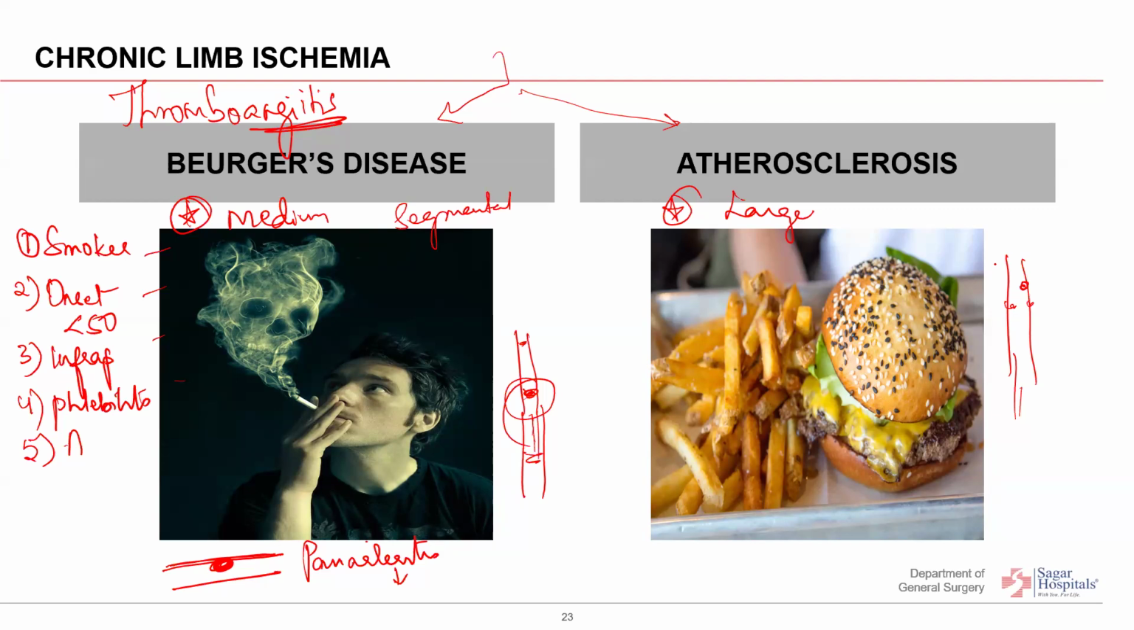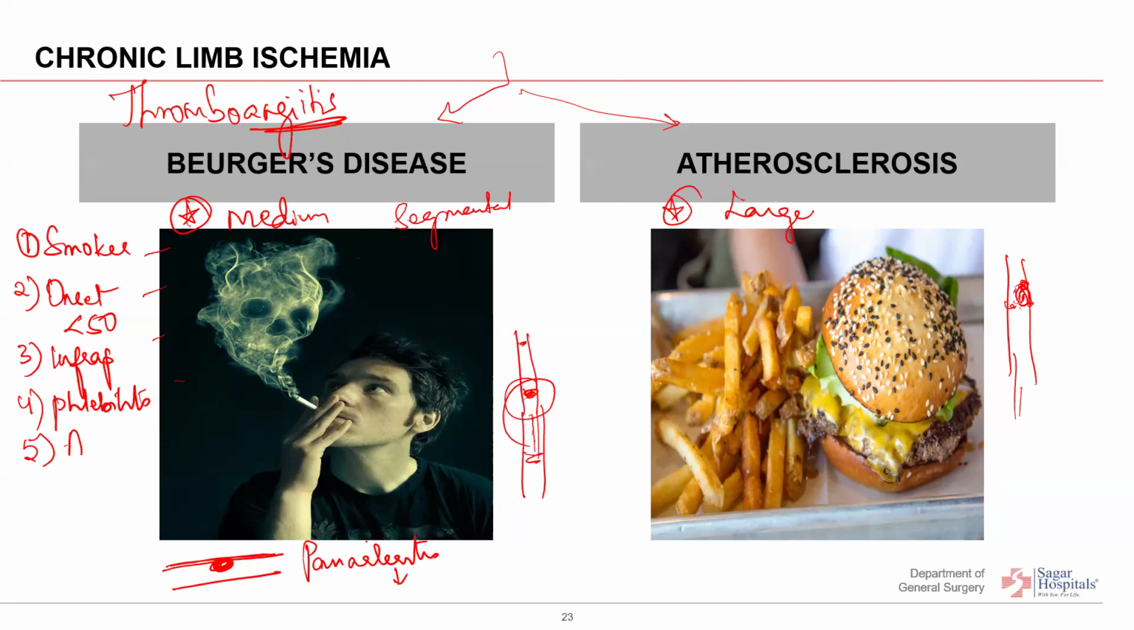And what happens is, these foam cells and these LDL particles form a plaque which is coated with platelets around it. And because of this, you get that particular occlusion there. Atherosclerotic plaque is initiated here.